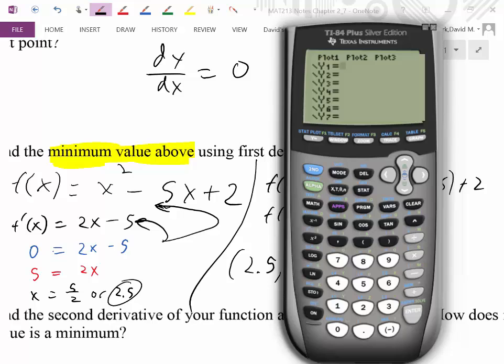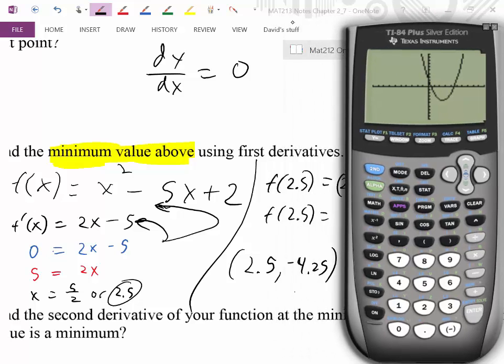So what I'm going to do is go ahead and type in here x squared minus 5x plus 2. And when we hit graph, whoops, let's put our window to standard zoom 6. There we go. So negative 10 to 10, negative 10 to 10, and voila. And what we found is it looks like our minimum should be at 2.5, negative 4.25.